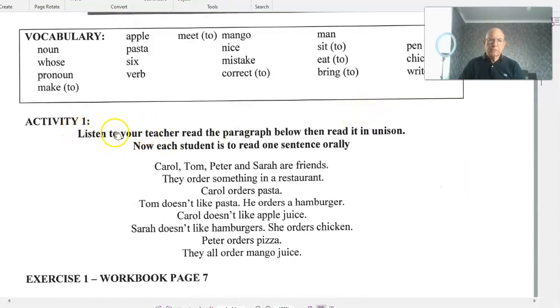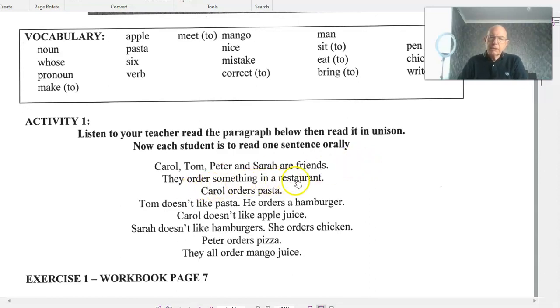The activity here is: listen to your teacher read the paragraph below, then read it in unison. So this is something you can practice in advance. Now each student is to read one sentence orally.